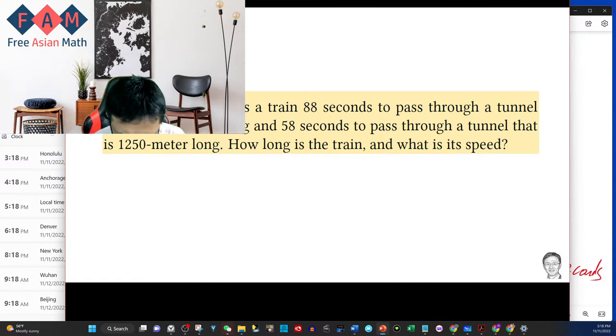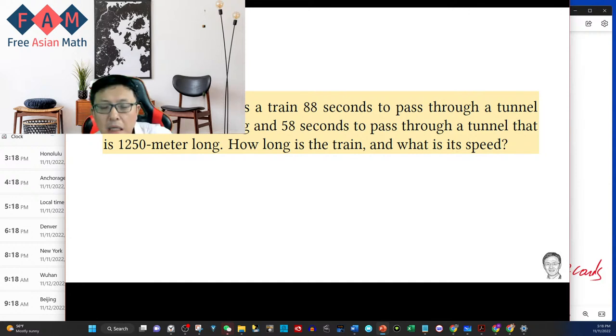We merely know the time that the train takes to pass through something, but that something is not in the picture here. It's not part of the distance yet. Or even if passed, we still don't know the train's length, so we still don't know the total length if we're trying to use the model we just learned. What can we do here?